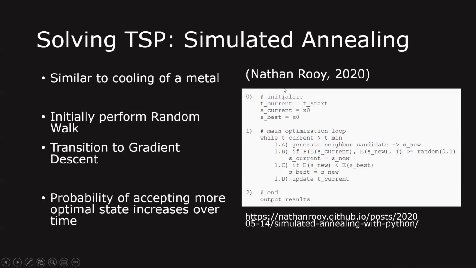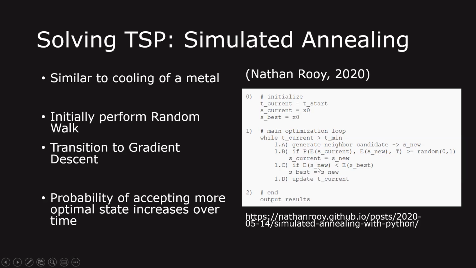On the right, you can see a little bit of code. This is pseudocode written by Nathan Roy, and it gives a very good insight into how the algorithm works. We begin by initializing our state with any state at all, and then we proceed to our main optimization loop. T-current in this case would represent temperature. While our current temperature is greater than some minimum temperature, we will generate a new neighbor and store that in our new state. And now, if the probability of taking the switch, given the energy of our current state and the energy of our new state, as our temperature, is greater than some random number between 0 and 1, we will take the switch.